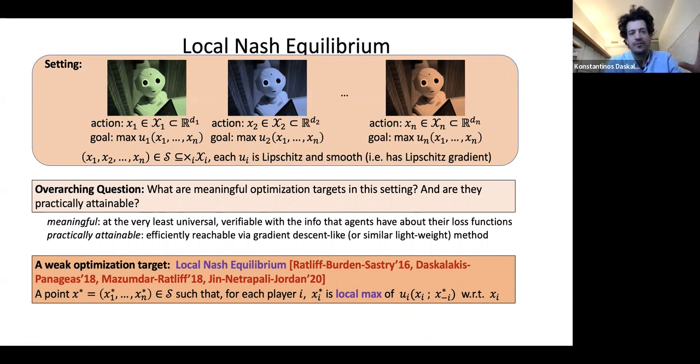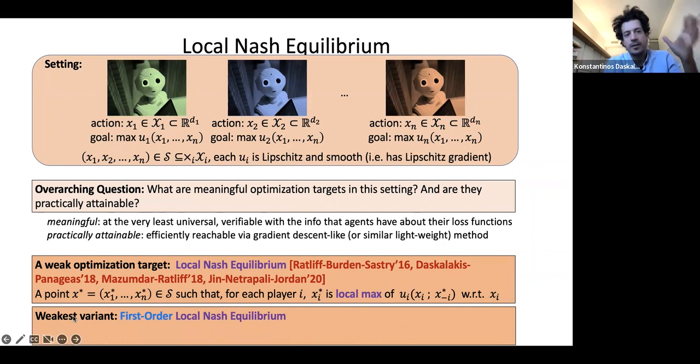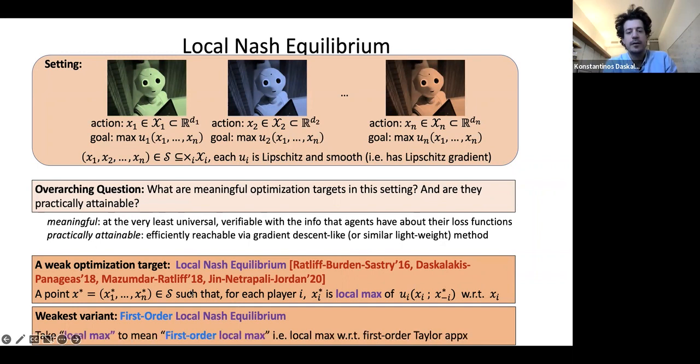If everybody declares victory, then that's a local Nash. Now, local Nash is a vague term. It can mean a lot of things, so depending on how you instantiate it, you can get different notions of local Nash equilibrium. The simplest version of how to instantiate it is to say a first order local max. So what is a first order local max? It is a local max with respect to the first order Taylor approximation to their utility function if you fix the other guys. This is an attempt at a local notion of optimality in the multi-agent world.